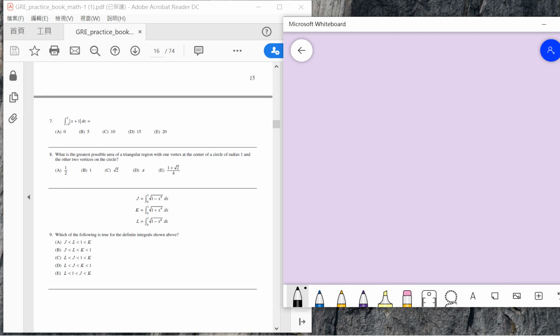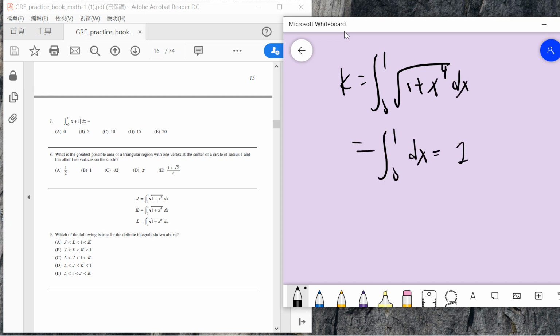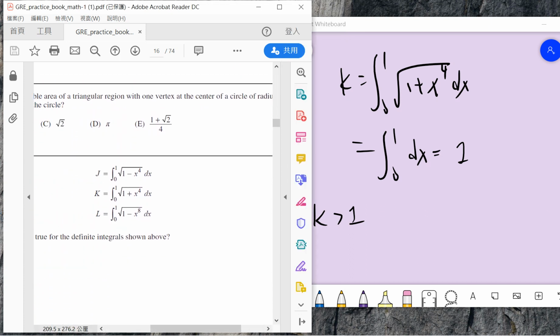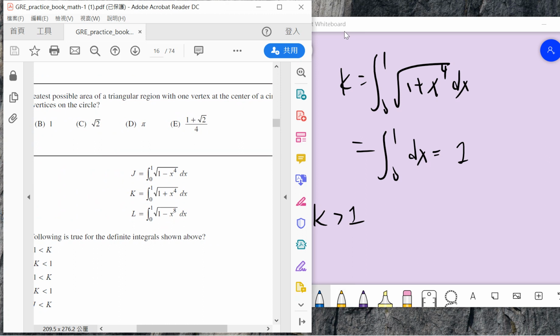J, K, L, and which is largest. Okay. So basically, first we see that K is equal to this one. It's definitely larger than this one. So K is larger than 1. So now the second is L and J, which one is smaller, right? So notice that for x from 0 to 1, the larger the power of x, the function will decrease rapidly.